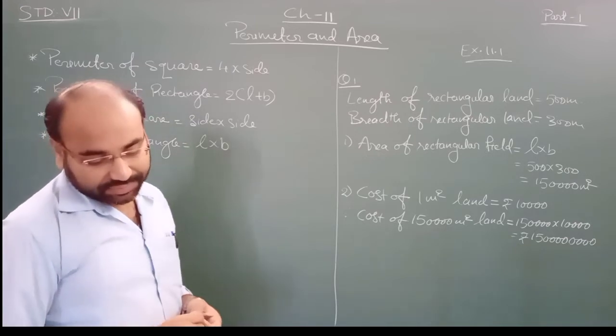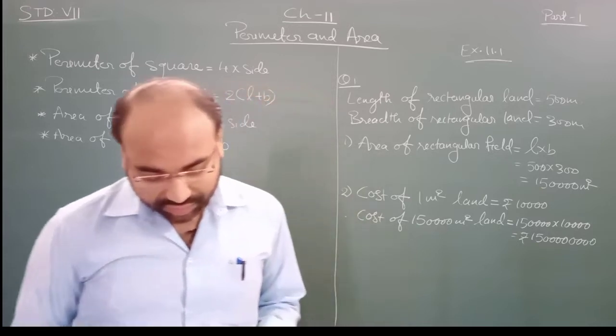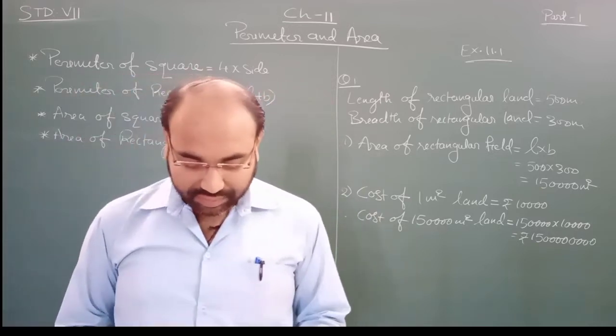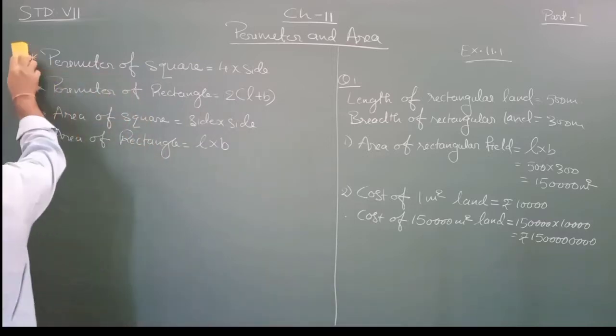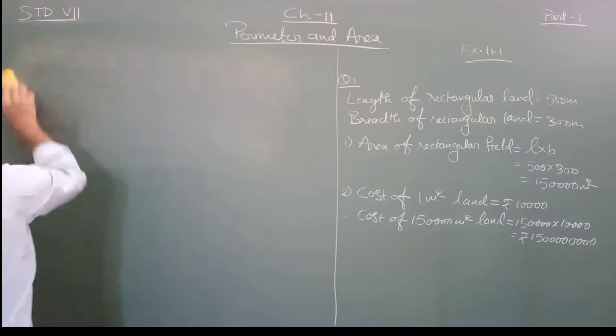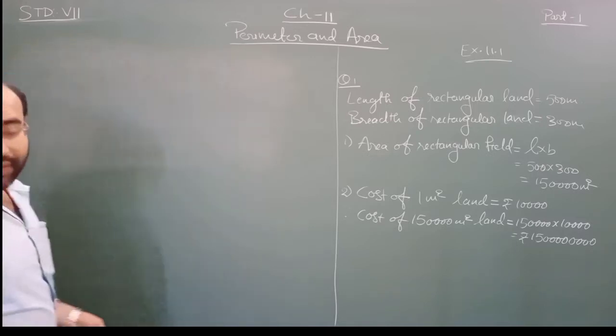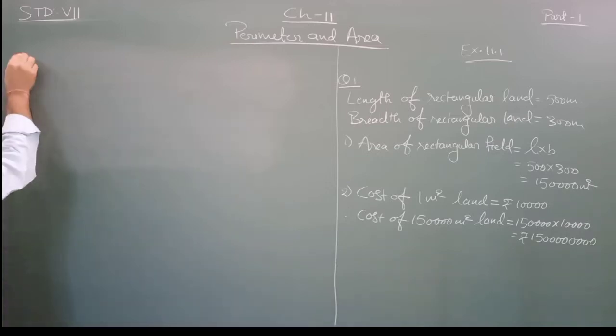Now the second question: find the area of a square park whose perimeter is 320. The perimeter is given, and what we have to find out is the area. So very simple. First, the perimeter is given, so from that we can find the side, because it is a square.